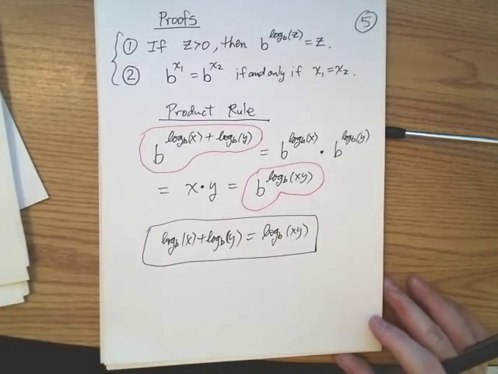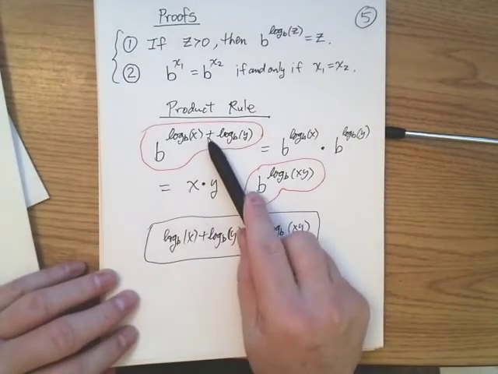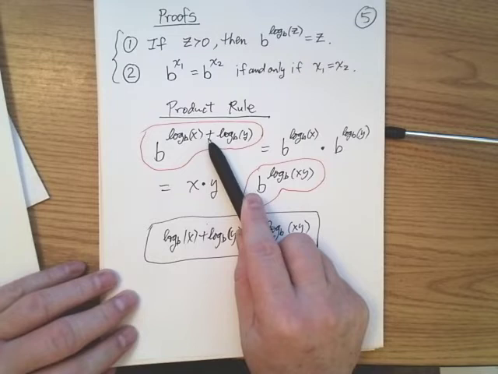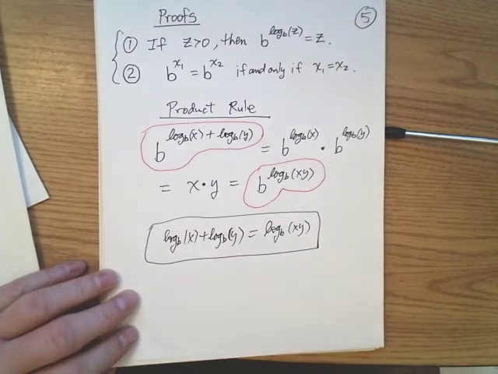Now, the quotient rule I'm not going to prove for you. I would like you to try that as an exercise. Just give you a hint here. Replace plus by minus, and then what would happen here? I would have a quotient instead. Give that a try yourself.